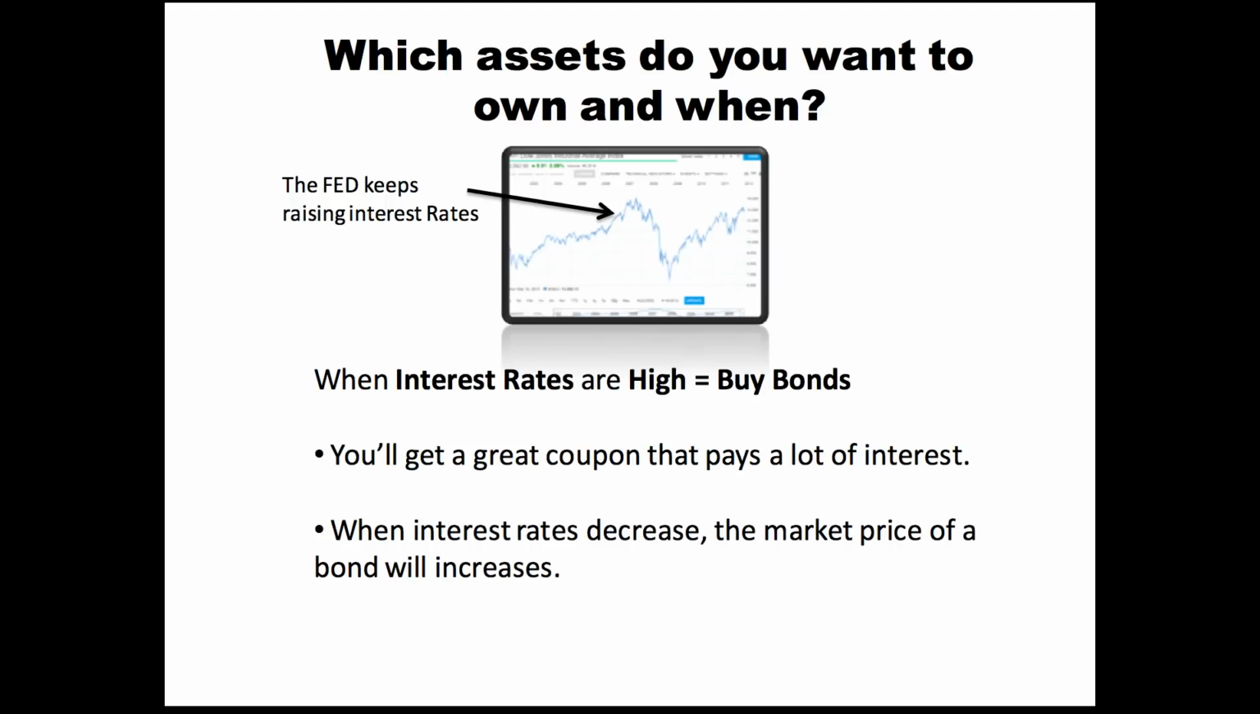When interest rates are really high, what type of asset do we want to be buying at this point? And the answer is that we want to be buying bonds. And the reason that you want to be buying bonds when interest rates are high is, for obvious reasons, you're going to have a coupon that's paying you a very high interest rate.